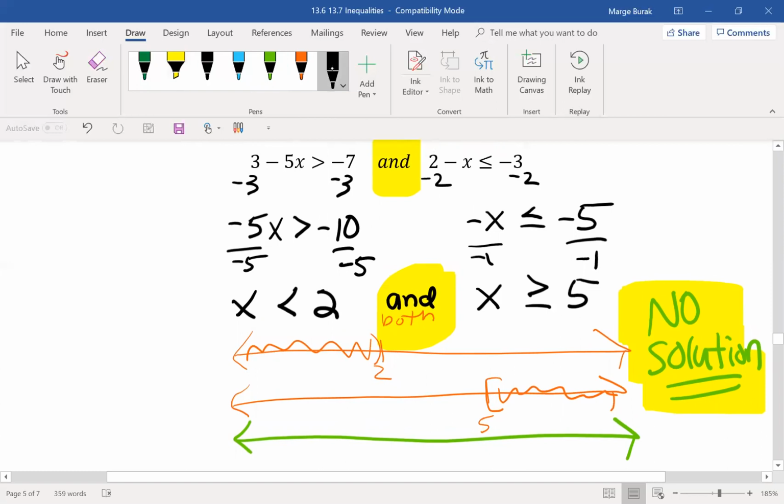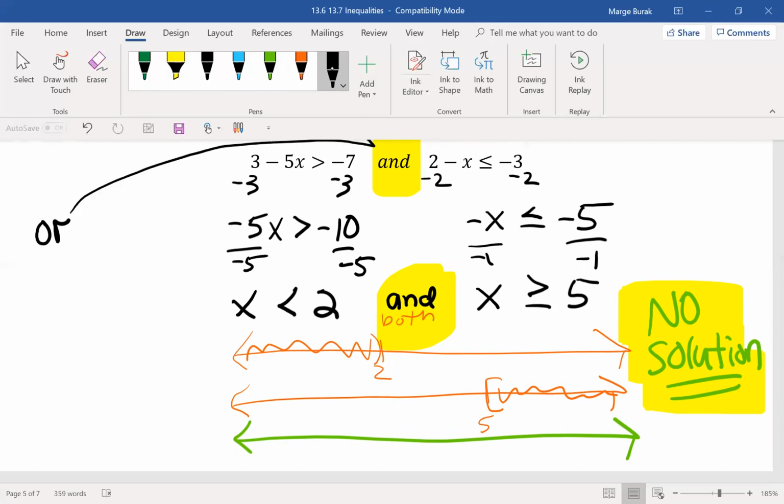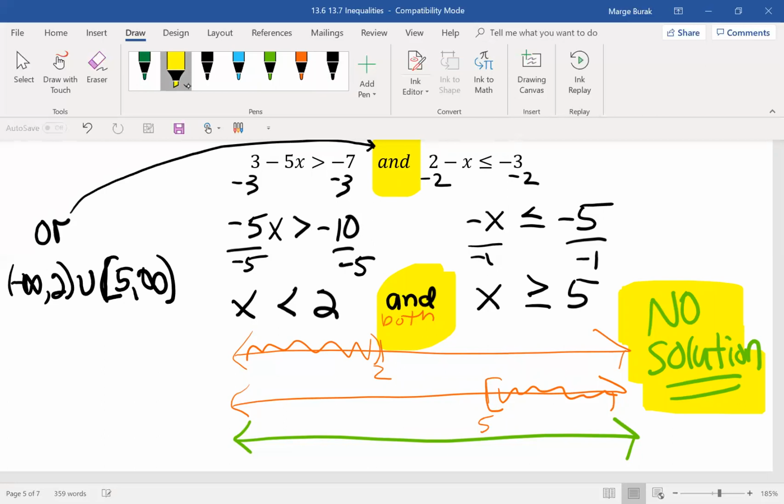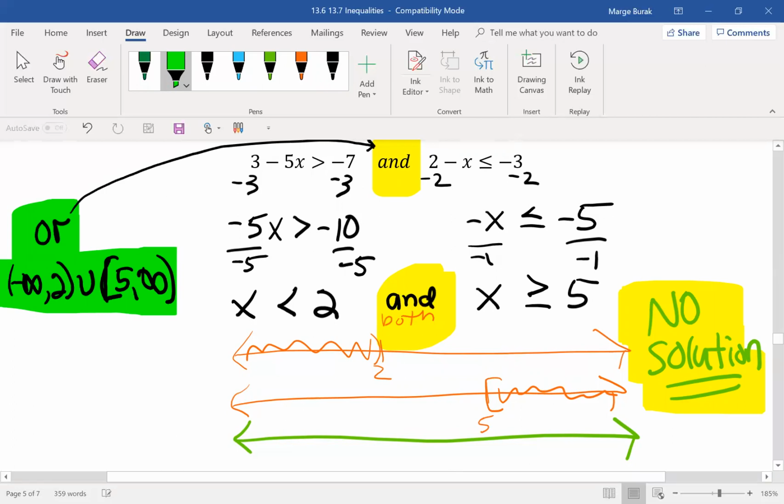Now, I just have to say, if it was or, if there was an or right there in between, okay, that would change it, because then I would take all from negative infinity to 2 and including 5 to infinity. And that would be the solution. I'll do it in a different color. If it said or, then it would be this. I hope that's clear. Okay, now this is the end of this section.